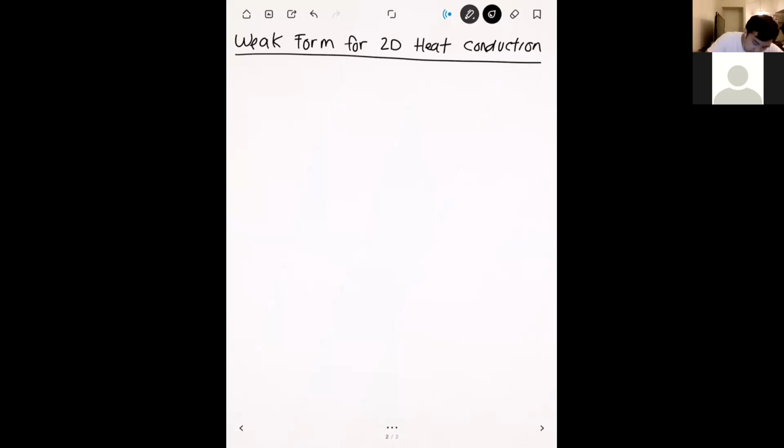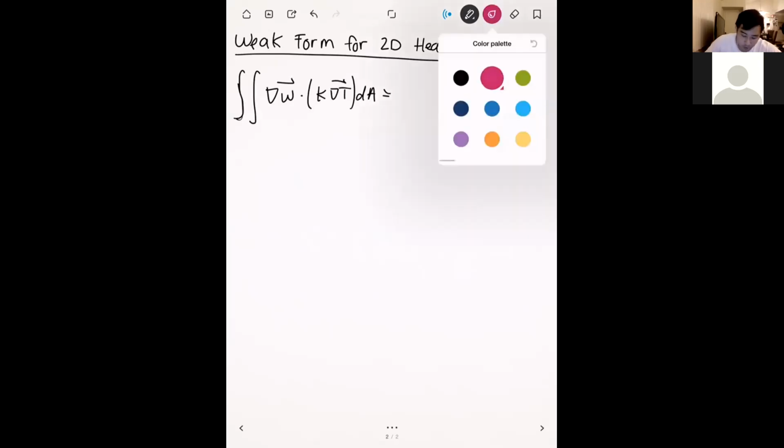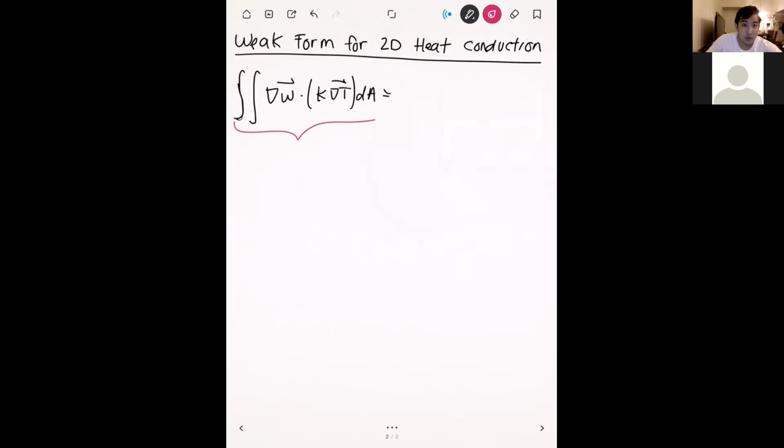I think the last thing that we covered last time was the weak form for 2D heat conduction, okay? And the expression for that looks like this. We have a double integral, because we're in 2D, of the gradient of our weighting function W dot product with K gradient of T, dA. This is a term that comes out of our Green's formula, and this is our balanced derivative integral.